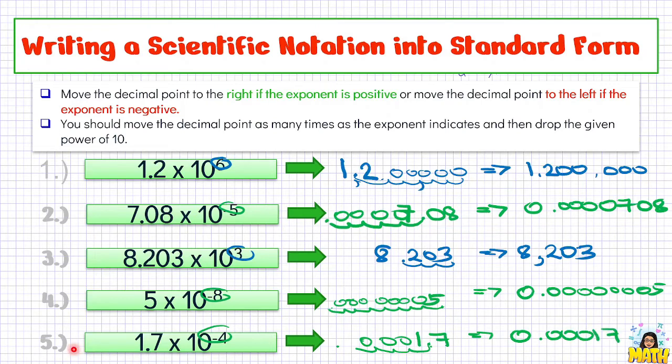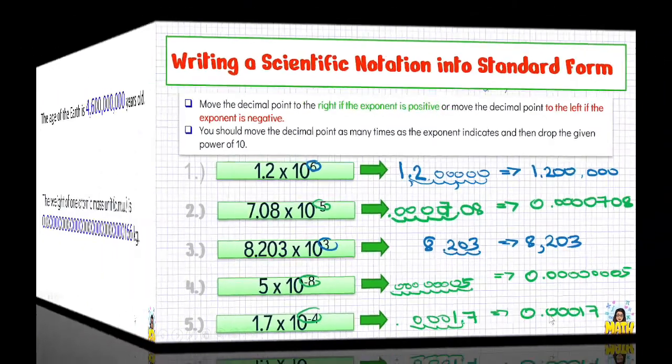So again, as I mentioned, when our exponent is positive, the number gets bigger, just like in number 1 and number 3. While if the exponent is negative, the number gets smaller, just like in numbers 2, 4, and 5. That's one way to check whether we have written it correctly.